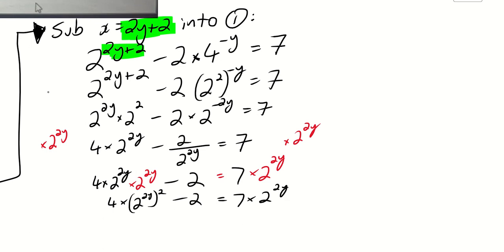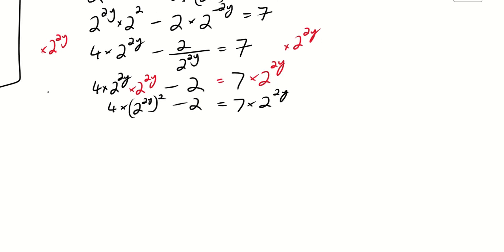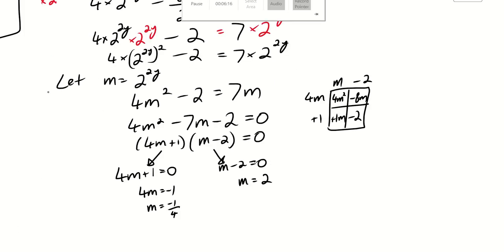Most of the time when you solve these sorts of equations, you try to make it a bit simpler by doing a substitution. So I'm going to let m equals 2 to the power 2y, and I'm just going to substitute it in so it looks like a quadratic. So 4m squared minus 2 equals 7m. Okay, so from here we're just solving that quadratic. Remember, set one side equal to 0, factorize, and then use null factor law.